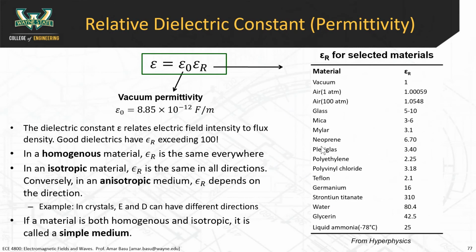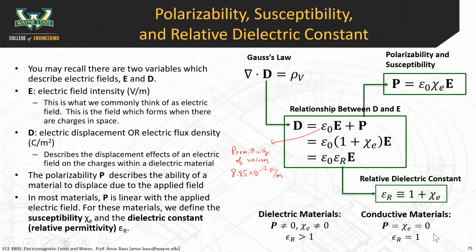All right, so let's talk about the relative dielectric constant then. We said that E sub r is the most common one that's used. So we have this very simple relationship: D is equal to E0 times Er times the electric field. We're going to talk about what Er is, because we know E0 is the permittivity of vacuum. That's a fundamental constant.